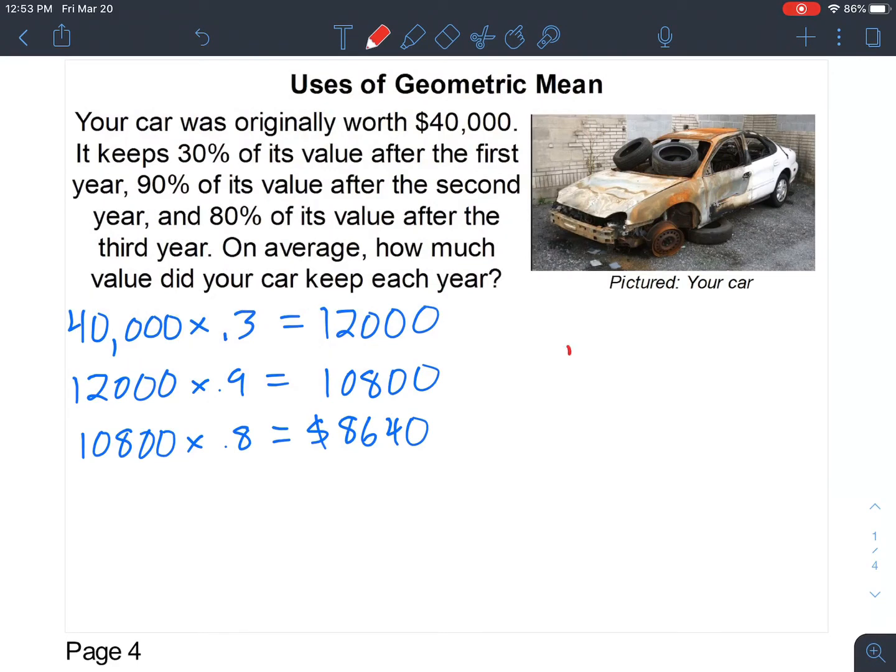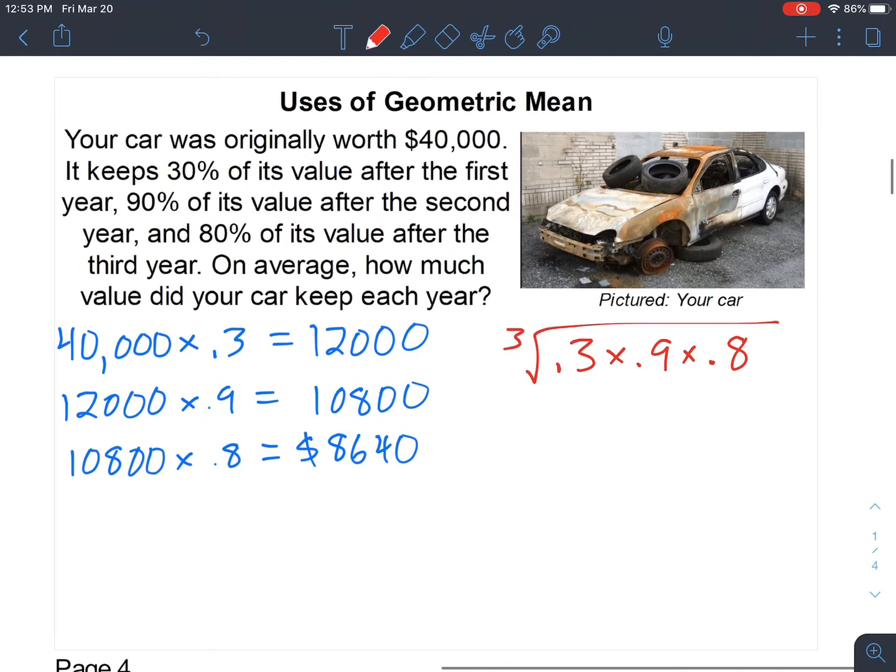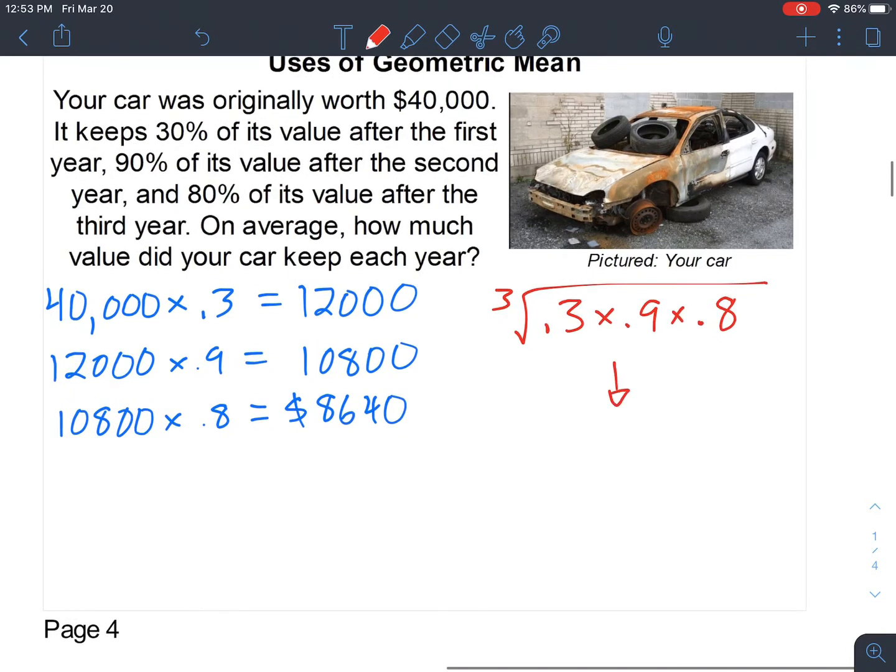I'm going to do 0.3 times 0.9 times 0.8. Since there's three numbers, I'm going to do the cube root of that. And it turns out that when we do the cube root, this here ends up being, I should have shown you what we get first. We are going to have 0.216, and the cube root of 0.216 ends up being 0.6.